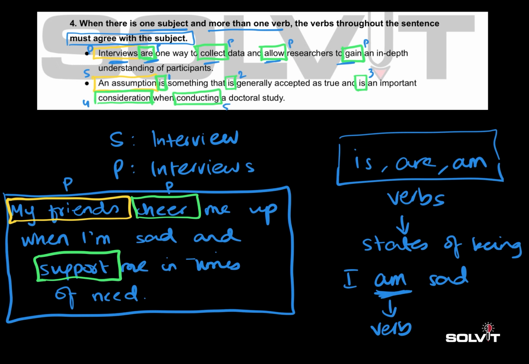Support is also the plural form, it's not singular. Singular would be supports. So, again, if I change the subject to one friend, so if I say, my friend cheers me up when I'm sad and supports me in times of need. Okay, so cheer will become cheers and support will become supports. In that case, our subject is singular and our verbs will also be singular. But in this case, our subject is plural. We're talking about a group of friends. So our verbs will also be plural.